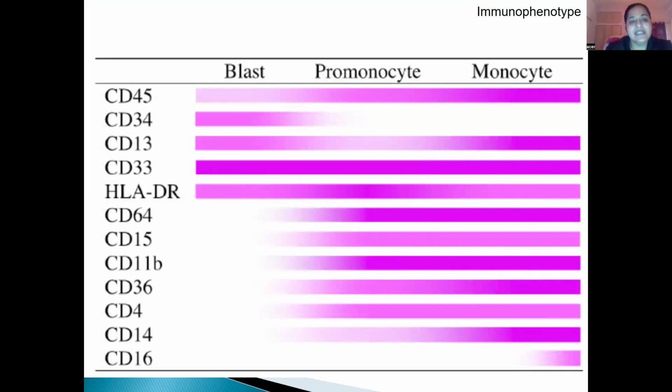As you can see here, CD33 is the main marker for the blast, along with CD34, CD13, CD45, and HLA-DR.